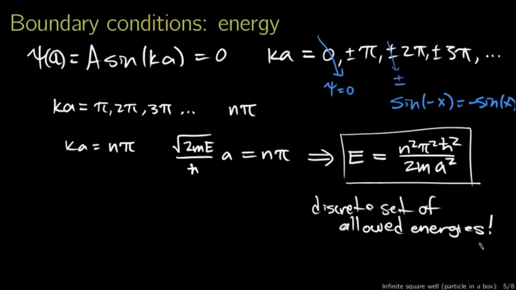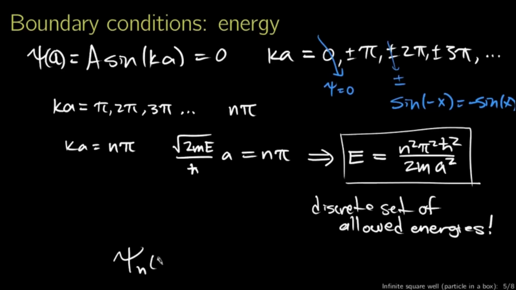And I'm going to put an exclamation point there because this is important. This is the quantum part of quantum mechanics. We started with a system that by all respects was continuous and had nothing really discrete about it. And what we ended up with in the end was a discrete set of allowed energies, a discrete set of solutions. Our wave functions look like psi sub n now.